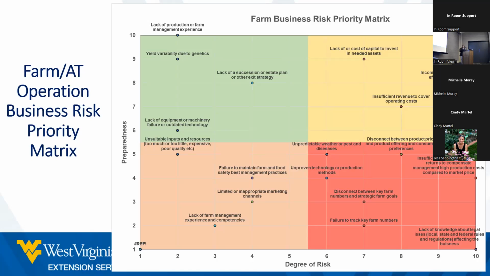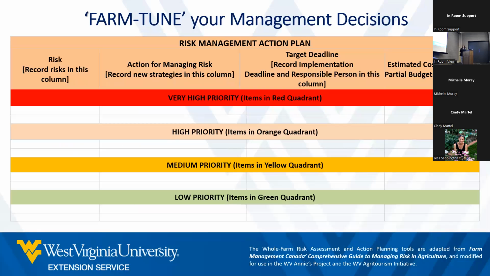So as an ag service provider, I always recommend they deal with the very high priority, then the high priority, then the medium priority, right? So the low priority, see that they're very prepared to deal with it, and it has a very low degree of risk. There's no point in spending time or resources dealing with those things, okay?